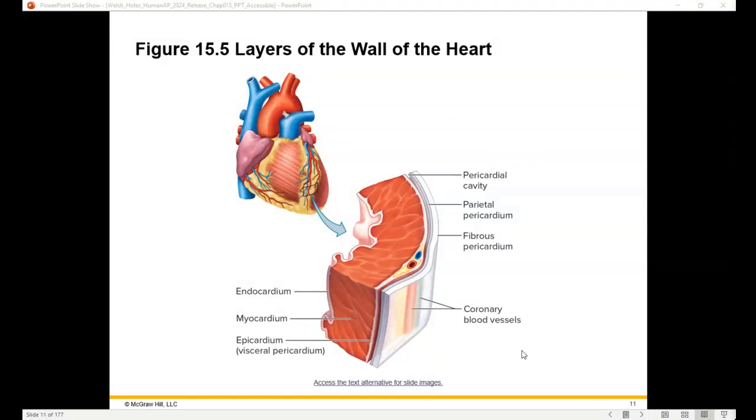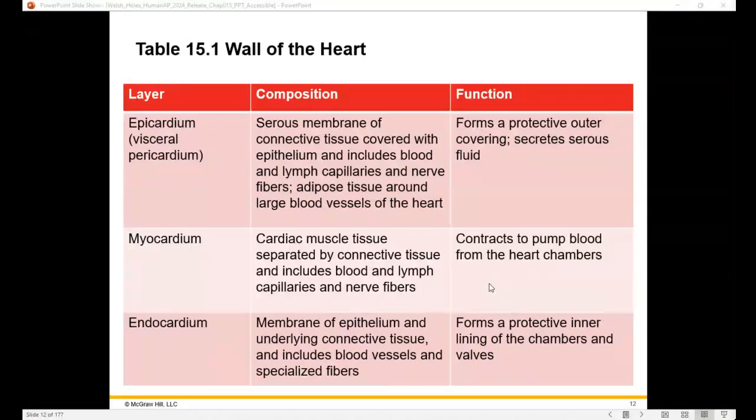Okay, and this is a diagram, a picture of what the heart wall looks like. Again, fibrous pericardium, parietal pericardium, pericardial cavity, epicardium, which is the visceral pericardium, myocardium, endocardium. Okay, table 15.1 here gives you the general descriptions of each of those parts and talks about the function of each of those parts.